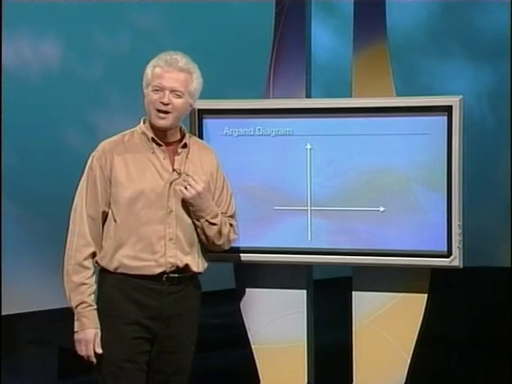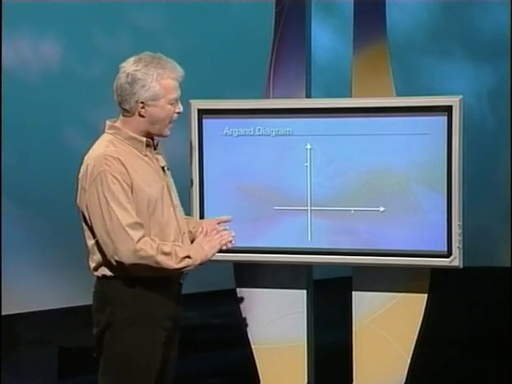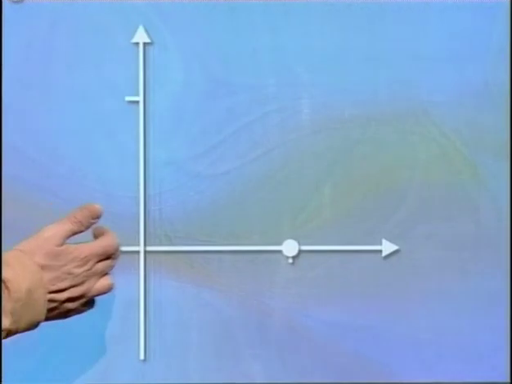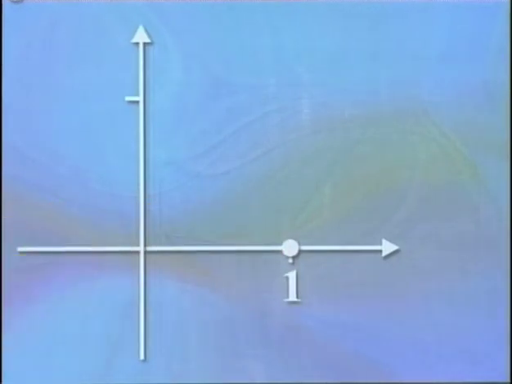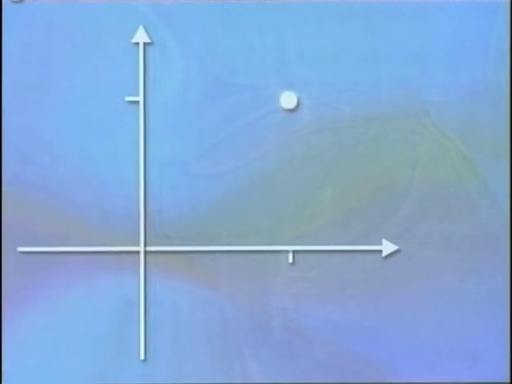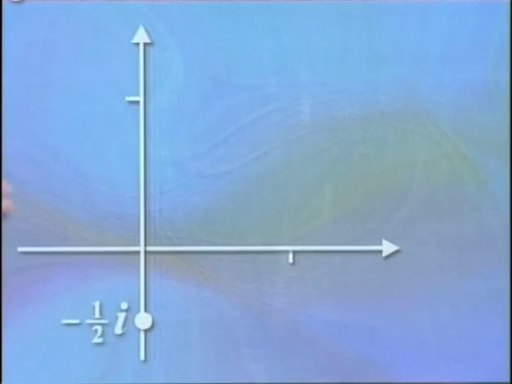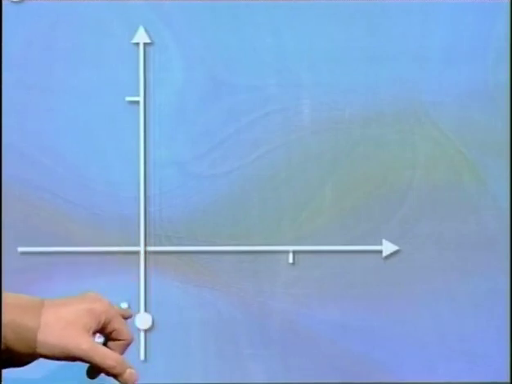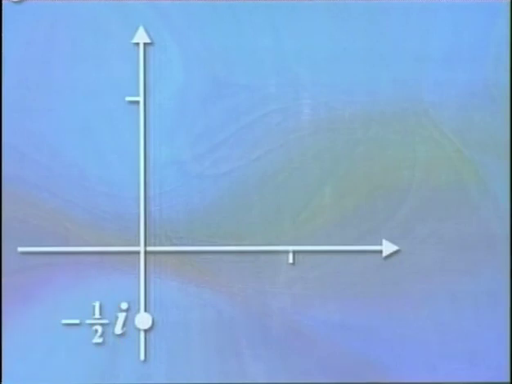Now, let's do a couple of examples. Let's put the complex number 1 plus i on here. Now that would be 1 along the real axis, and the i means it's 1 up the imaginary axis. So the complex number 1 plus i would be up here, at the point (1, 1). Complex number 1 plus i. Now how about the complex number, say, negative a half i? Well, it has no real part, so it's down here, actually on the imaginary axis, with a distance of a half from the origin. Negative a half i.